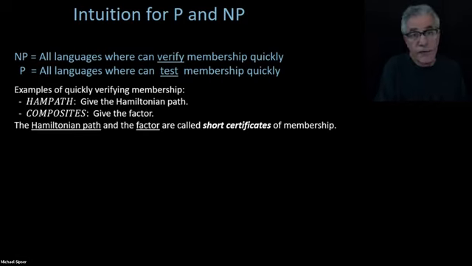In the case of composites, the proof is the factor. In the case of ham path, the proof is the path, the Hamiltonian path. Contrast that, for example, if you had a prime number. Proving a number is composite is easy because you just exhibit the factor. How would you prove that a number is prime? What's the short certificate of proving that some number has no factor?